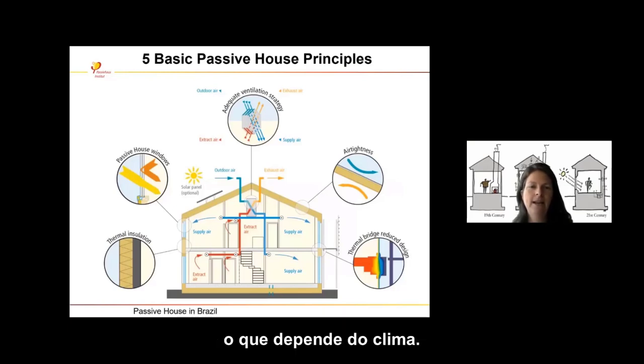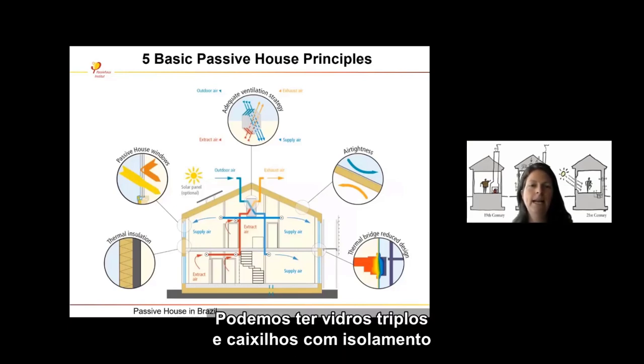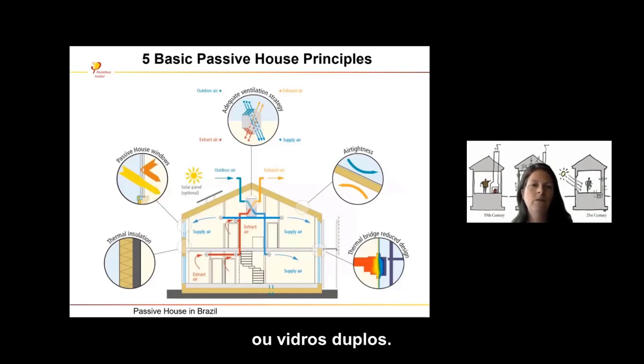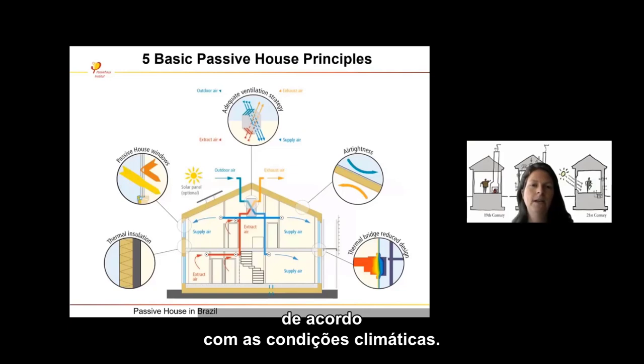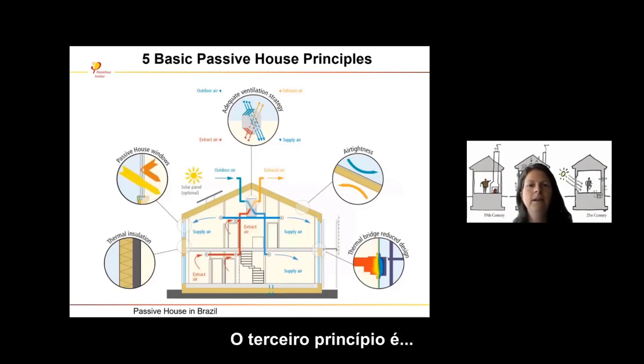That depends on the climate. That could be triple glazing with insulated frames or double glazing, that differs according to the climatic conditions. The third principle is that the envelope has to be airtight, so as tight as possible.